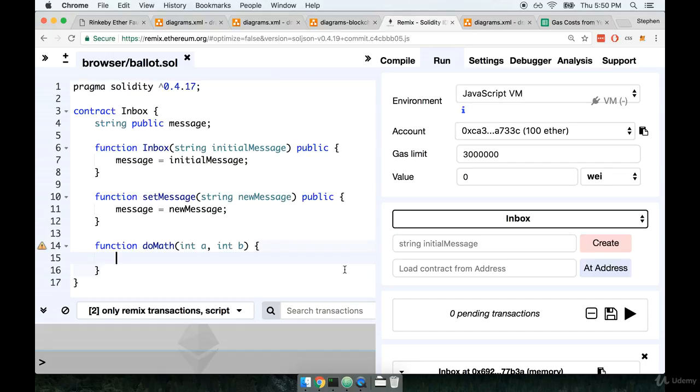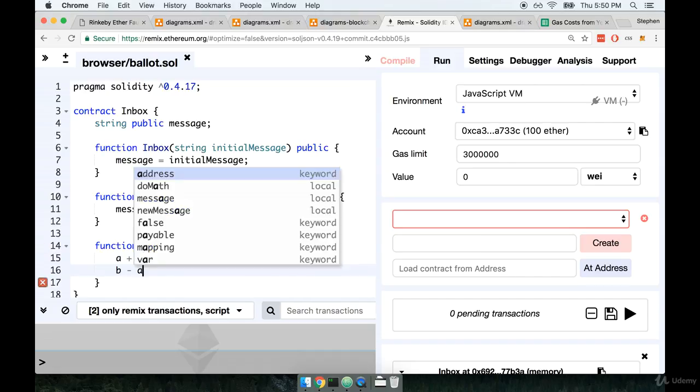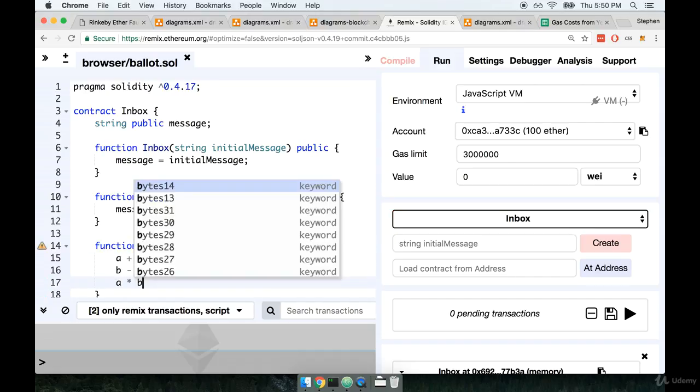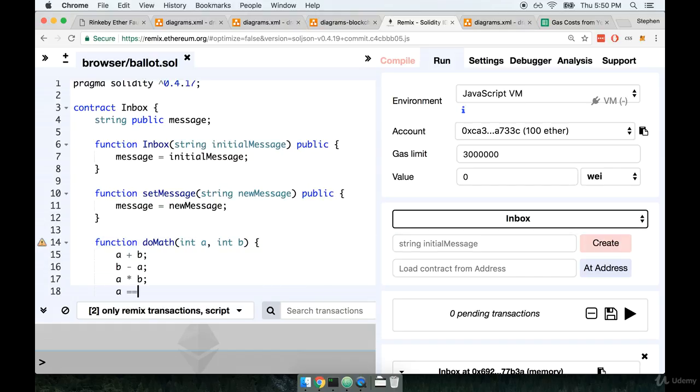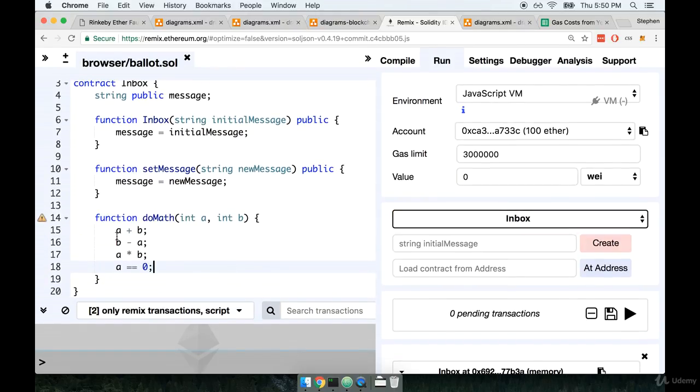Inside this function, I'm just going to do some arbitrary math operations. So I'm going to say a plus b. I'm not even going to try to assign this to any value or any variable. I'm just going to say a plus b. I'll do b minus a times b, and how about we'll say is a equal to 0. Okay, so not assigning these to anything, we're just doing the operation and nothing else.